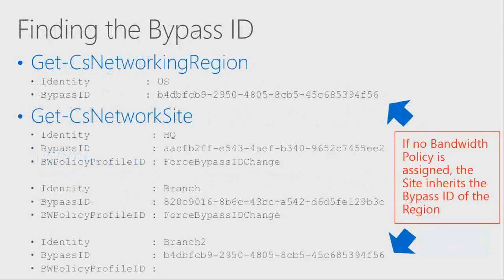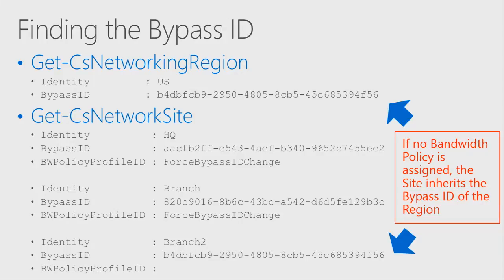So where do we find the bypass ID? Again, it's buried within PowerShell. It's not bubbled up through the web interface, but it's easy to get to within PowerShell. We use Get-CsNetworkRegion to get that region level one that we use if there's no bypass ID associated. And then Get-CsNetworkSite to get the individual ones within our view. In our case, that is the HQ and two branches.